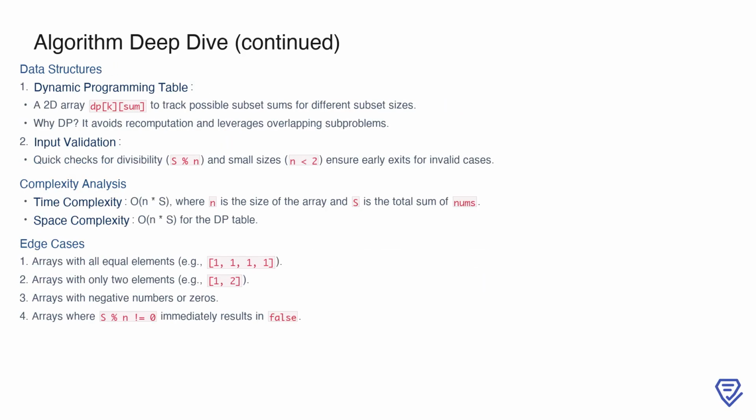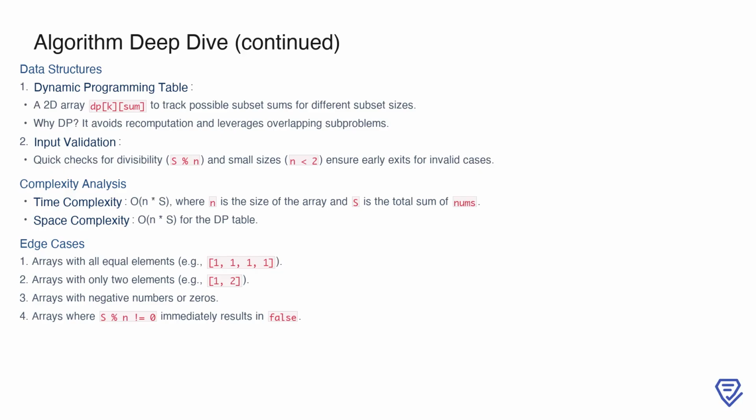To implement this algorithm, we rely on two key data structures. First, the dynamic programming table DP[k][sum] is used to track whether it is possible to form subsets of various sizes with specific sums. This DP table is crucial because it avoids redundant computations by leveraging overlapping subproblems and ensures that we can efficiently determine the existence of subsets.